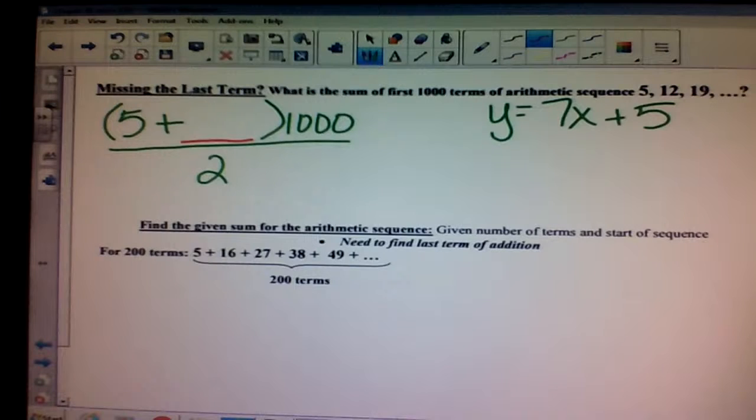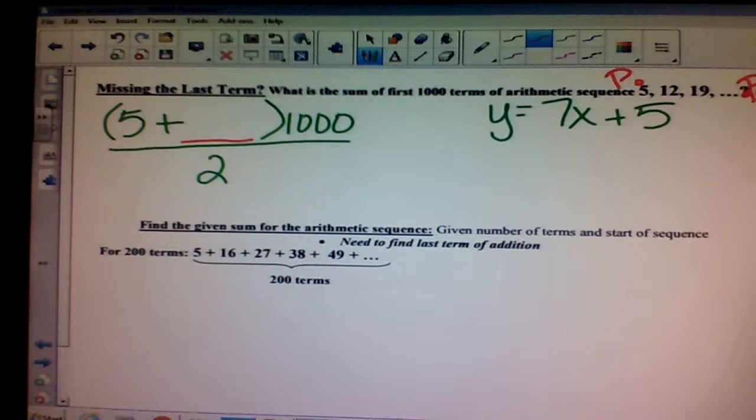Okay, no. Think about it. 5 is P sub 0, right? Mm-hmm. My ending term is P sub what? If I have 1,000 terms, it goes from 0 to what? 999. Period.